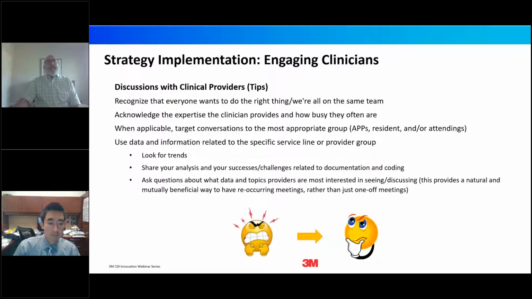So I think some of the things that we came away with is recognizing that everyone wants to do the right thing and that we're all on the same team. You just have to have that as an assumption and base your work off of that. And I think that's come true from what I've seen in the work that we've done to date.